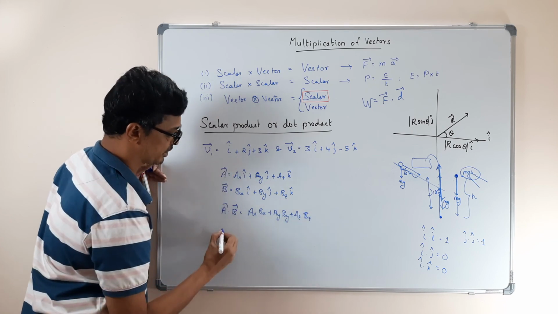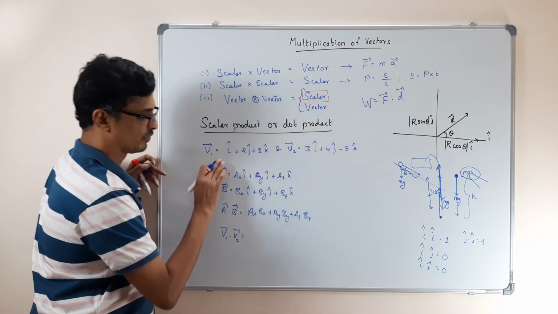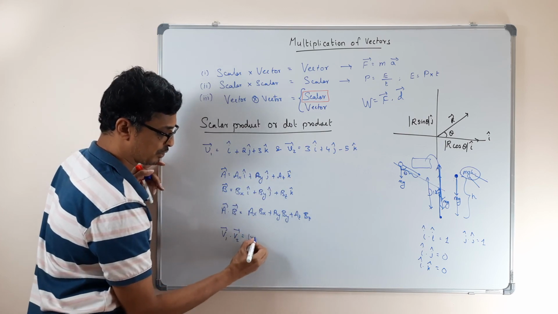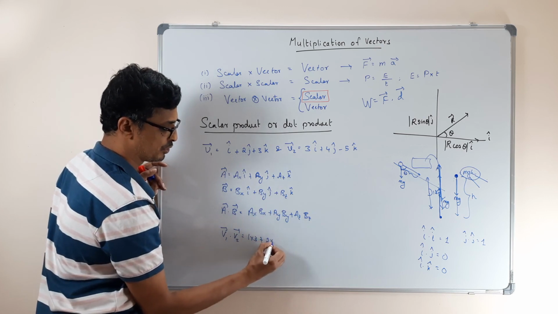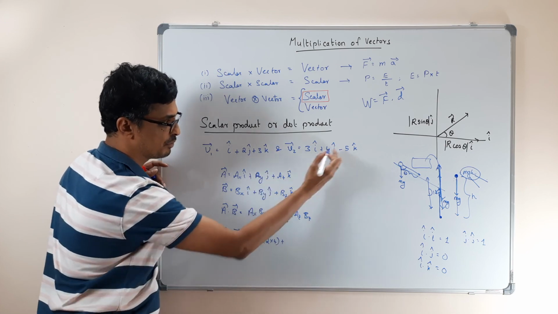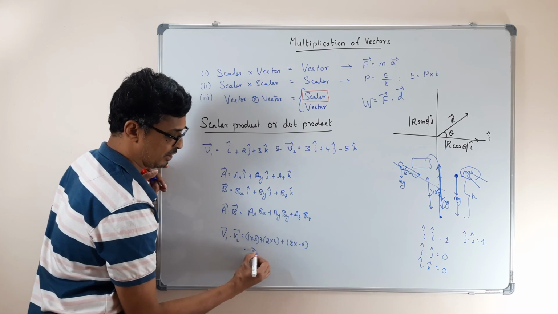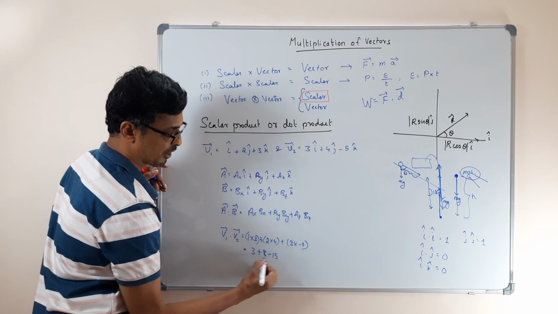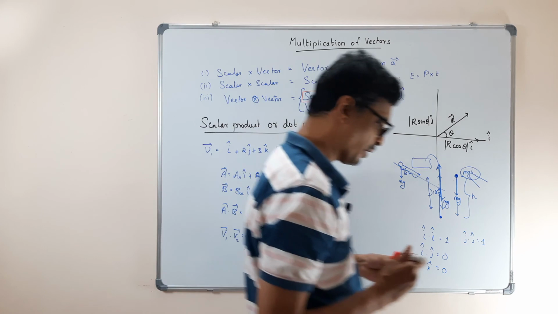So can you tell me what is the scalar product of V1 vector dot V2 vector? Ax is 1. 1 into 3, that is 3, plus 2 into 4, plus 3 into minus 5, right? So what will this be? 3 plus 8 minus 15. Tell me what it is. Minus 4. That's it.